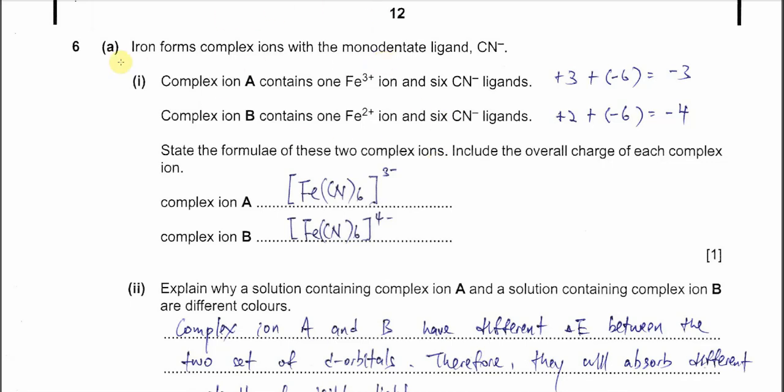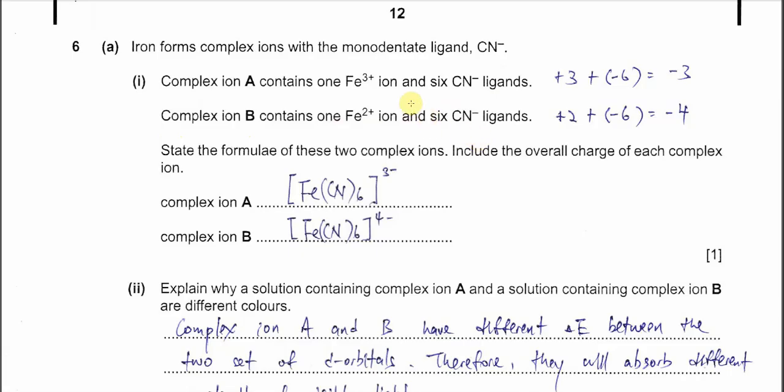Question 6. A. Iron forms complex ions with the monodentate ligand, the cyanide. Part 1. Complex ion A contains 1 iron(III) ion and 6 cyanide ligands, and complex ion B contains 1 iron(II) ion with 6 cyanide ligands.